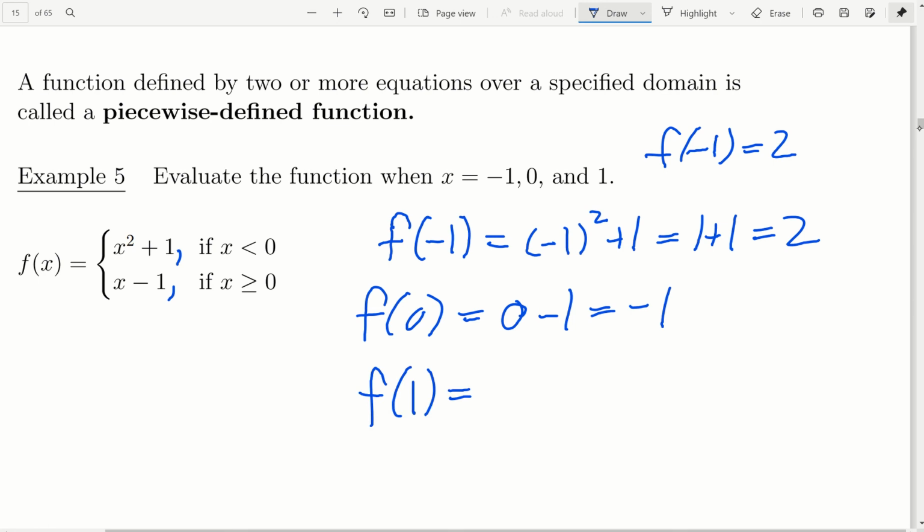And then lastly, for f of 1, that's not less than 0. It is greater than or equal to 0. So it too gets plugged into the bottom part. That's going to be 1 minus 1, which gives us 0.